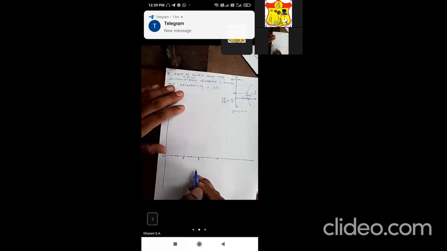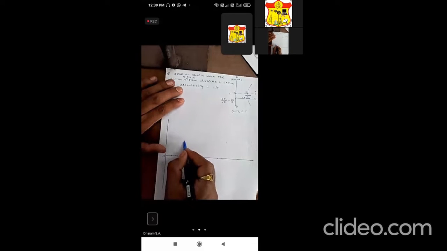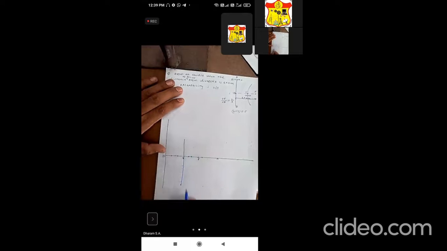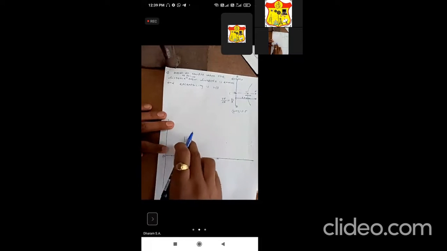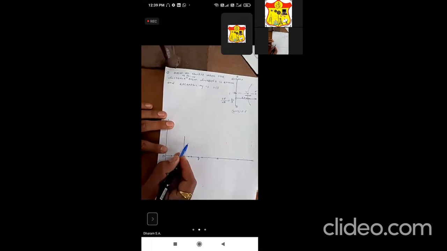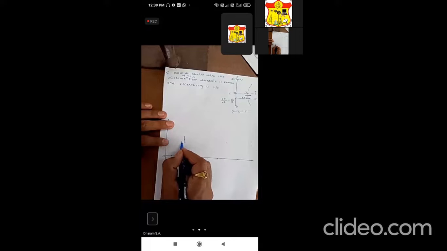Now from this V, mark a random vertical line parallel to the directrix. Next, take this distance V to F into the compass and mark a curve cutting this line. So for example, it will cut here. This is point A. Mark it as A.